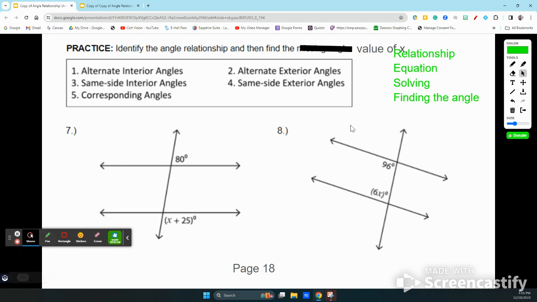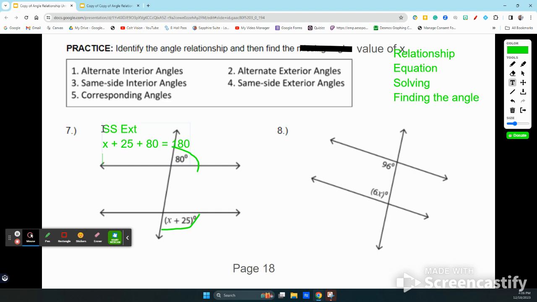If I'm just going to show you one more, let me show you here number 7, which is an example of same side exterior. Another same side exterior like before. Your equation is going to be angle, which is x plus 25, plus the other angle, 80, equals 180. Because they're supplementary, angle plus angle equals 180.